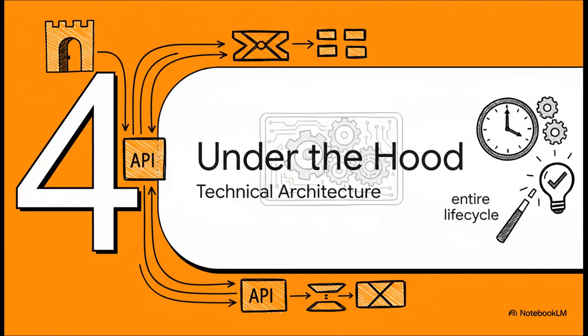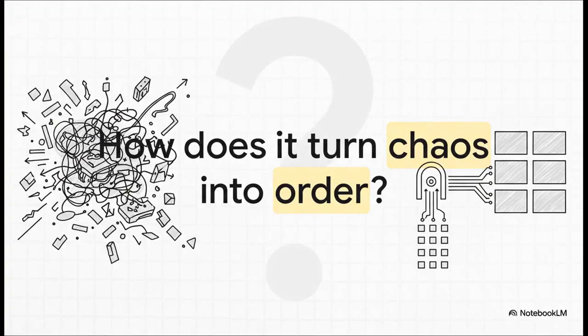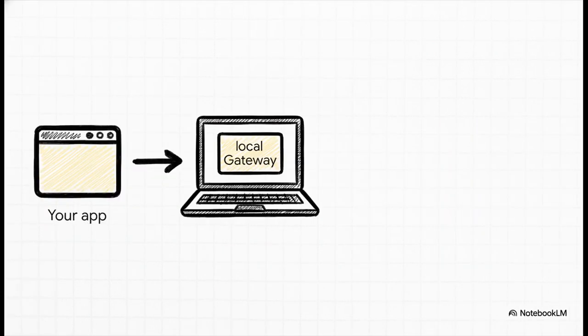Okay, so this all sounds great, maybe a little bit like magic, but it's not. It's actually a very clever technical architecture that handles the entire life cycle of a request. It turns a super complex, multi-step process into something that, well, just works. So how does it do it? How does it turn all that chaos into perfect order? Let's follow a single API request as it travels through the Antigravity gateway, and we'll see exactly how all the pieces fit together.